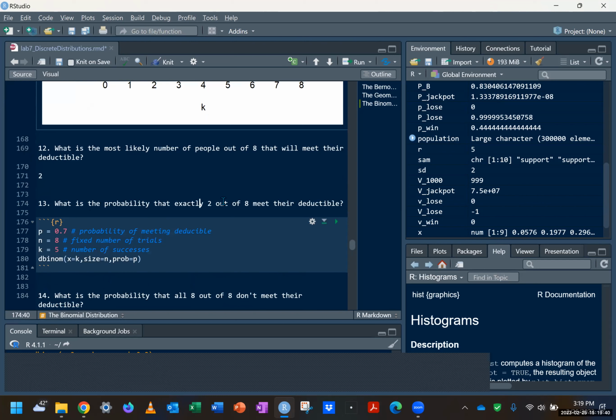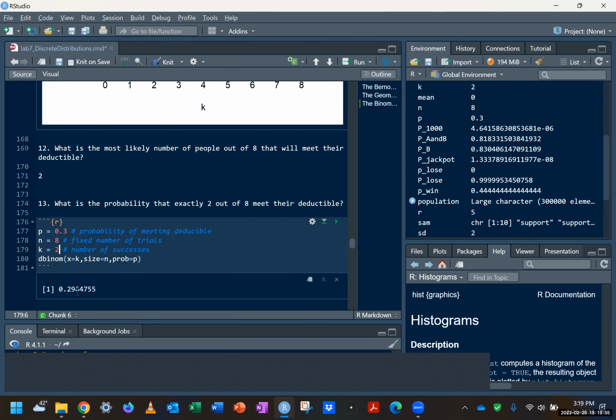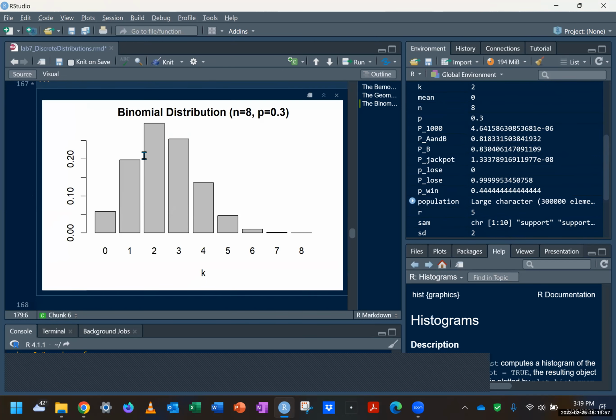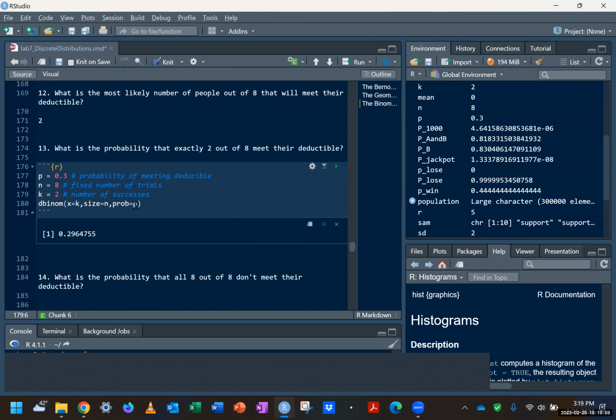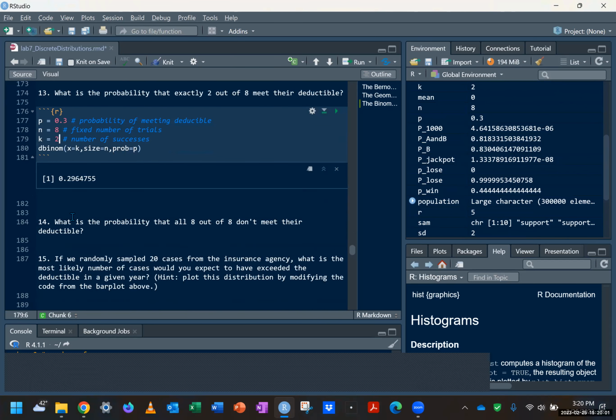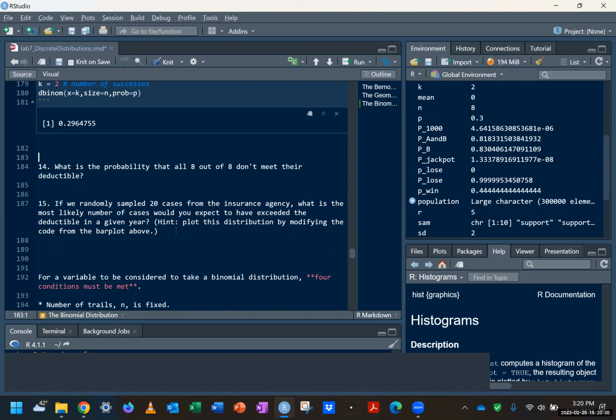So if I want to know exactly 2 out of 8 meet the deductible, I'm going to say 0.3 is meeting the deductible. That's my success. Got 8 people. We want to know what's the situation when 2 meet it. 29%. Yeah, it was slightly more than 3. 29.6%. So you can answer 14. What's the probability that all 8 out of 8 don't meet the deductible?